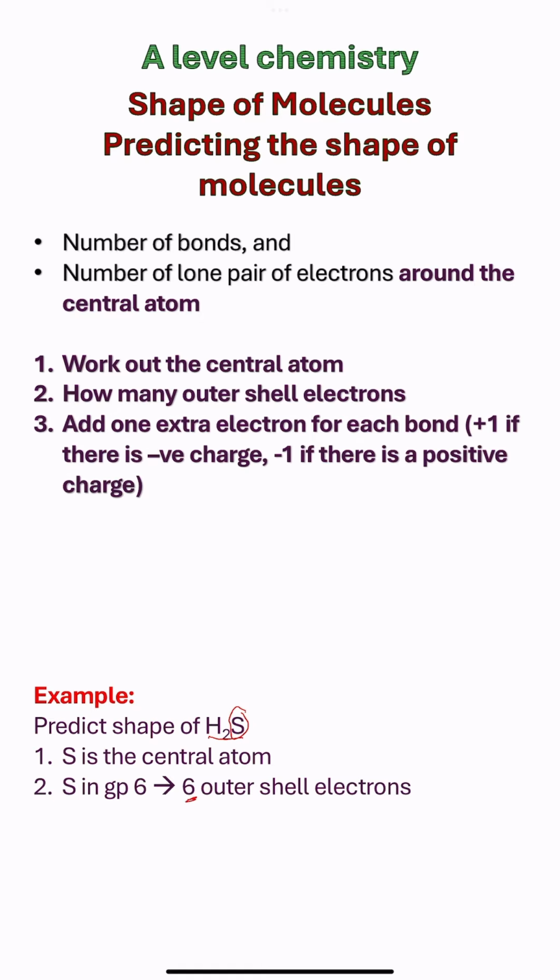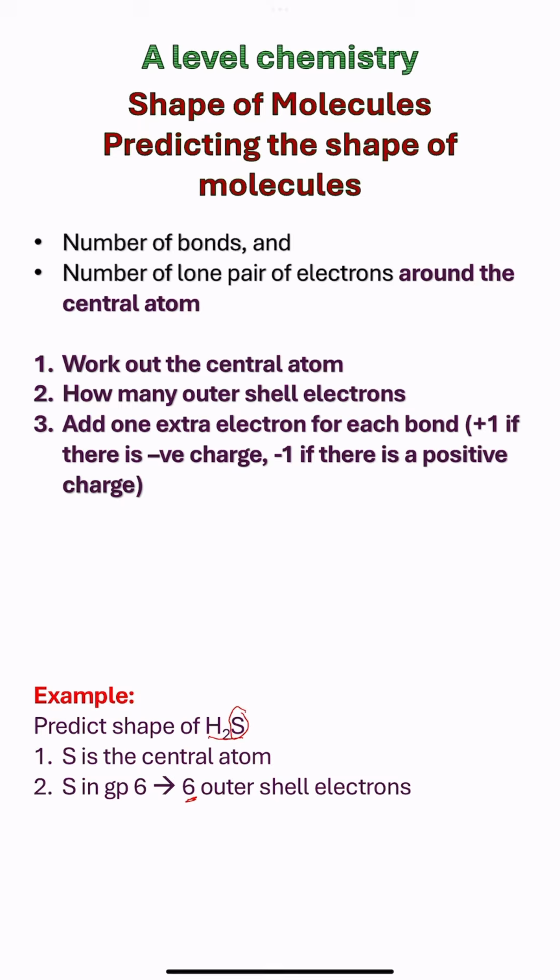Now we will add to this number, which is 6, 1 extra electron for each bond. That depends on how many atoms there are surrounding the central atom. In this case, we have 2 hydrogens, which means we have 2 bonds. So we're going to add 2 in addition to the 6.